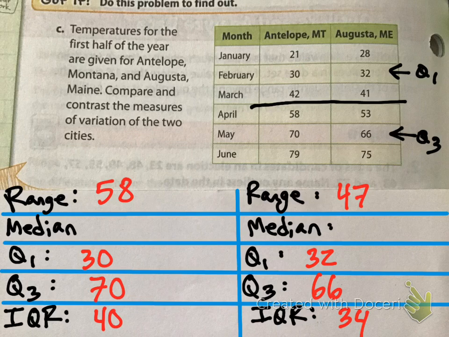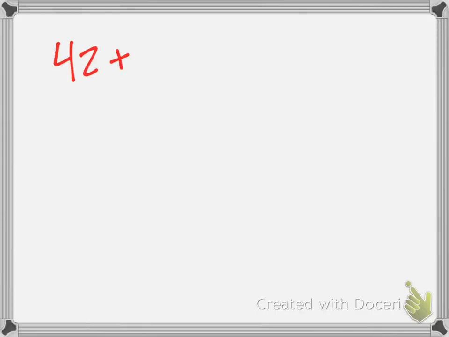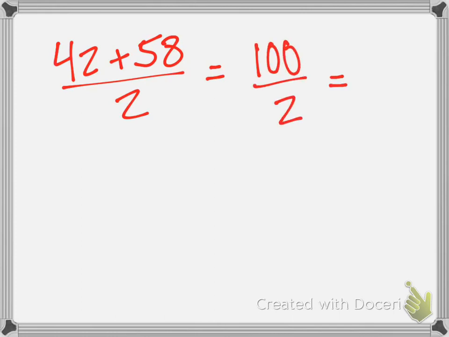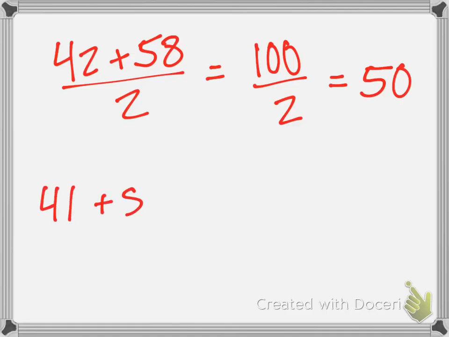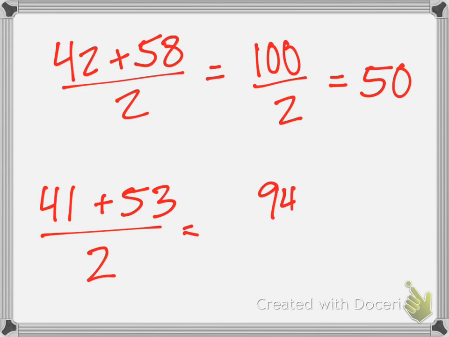So let's find the median of both, between 42 and 58. So 42 plus 58 divided by 2, because there's two numbers. When we add these two numbers together, we're getting 100 over 2, which is equal to 50. So as we see, the median here is 50. Our median for the second one is between 41 and 53. 41 plus 53. We still are dividing by 2. There's still two different numbers. We get 94 over 2, which is equal to 47.